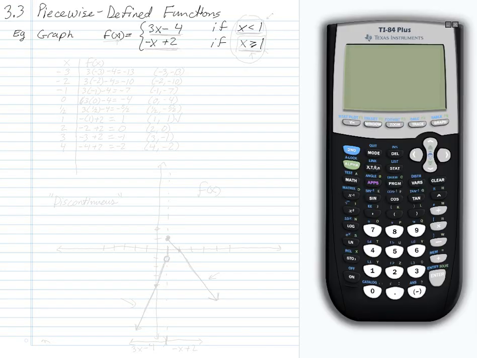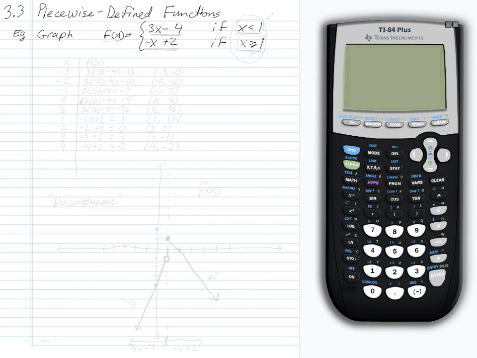Welcome to section 3.3, Piecewise Defined Functions. In this section, we are going to be using some of the functions that we have gotten practice graphing, some of our basic functions and transformations from the previous two sections. The only new idea in this section is that of breaking up a function into several different pieces.